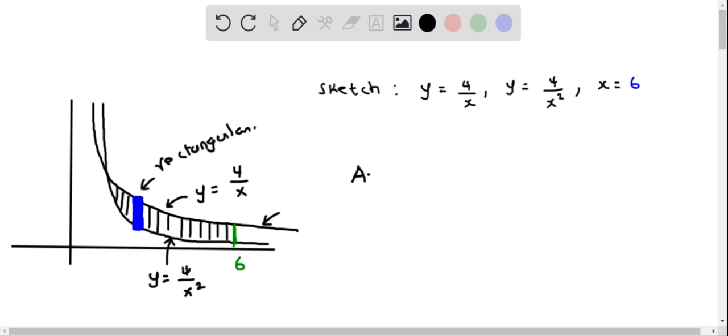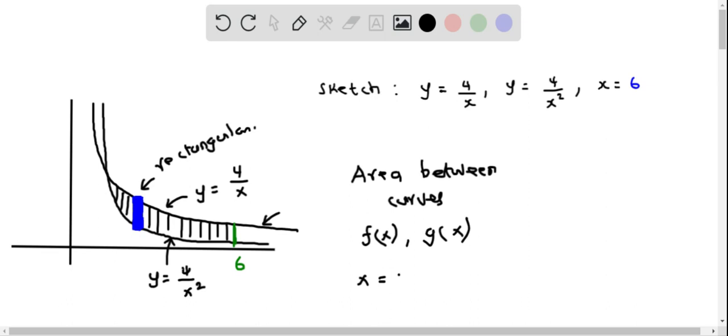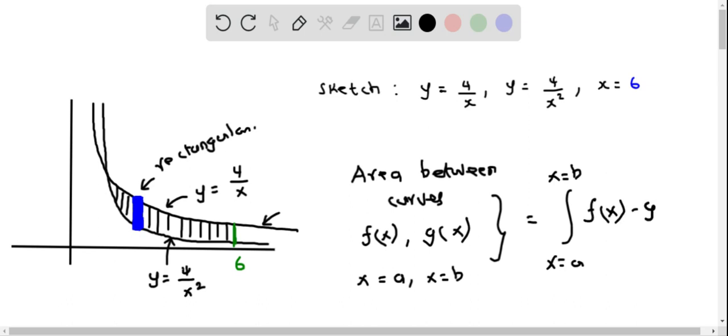And here we are going to use the area between the curves formula. Let's say that the top curve is f of x and the bottom curve is g of x, and they are bounded between the limits x equal to a to x equal to b. Then the formula we utilize is the integral from x equal to a to x equal to b of the top curve minus the bottom curve, taking its absolute value, dx. So basically this definite integral gives the area between the two curves.